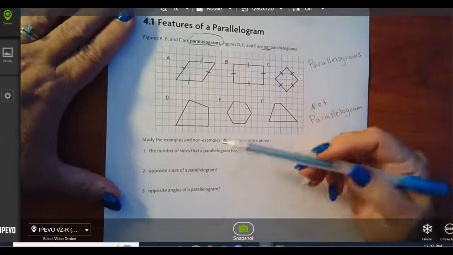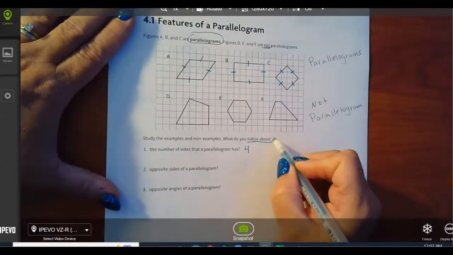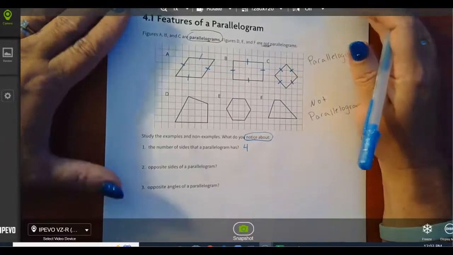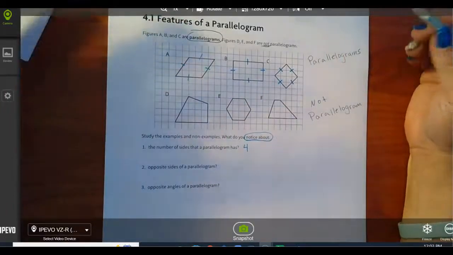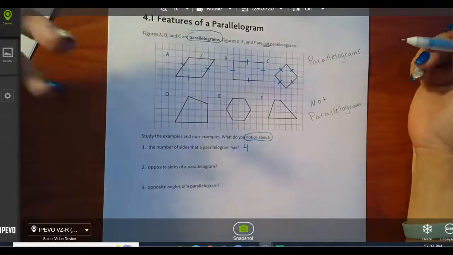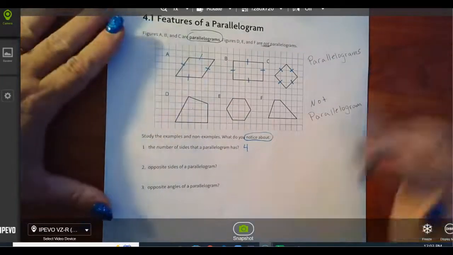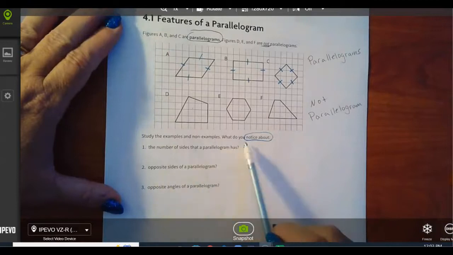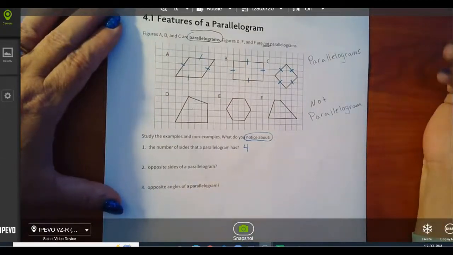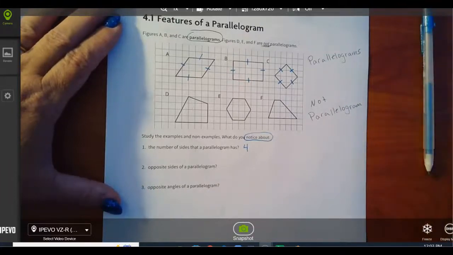It also says, what do we notice? And remember, I told you that in this class, you're going to do a lot of writing. And that writing will be explaining. And you are going to need to explain these in complete sentences. And so it says, what do you notice about the opposite sides of a parallelogram? You guys are going to answer that, and then I will go over it with you.